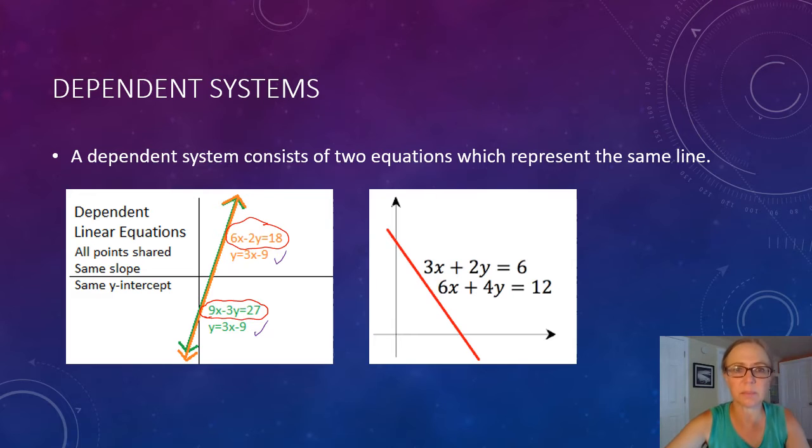In the second example, you see the same situation. We start out with two equations that look different, but if we were then to isolate y, we would see that they were exactly the same.